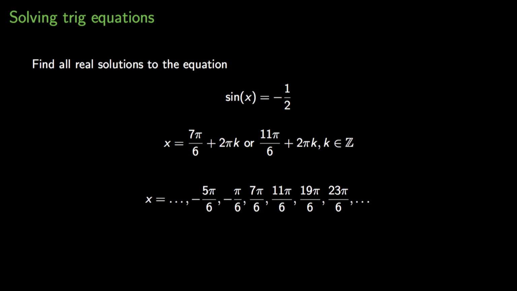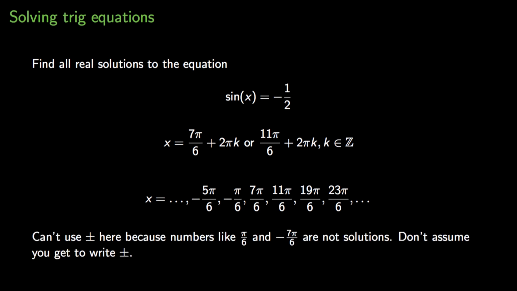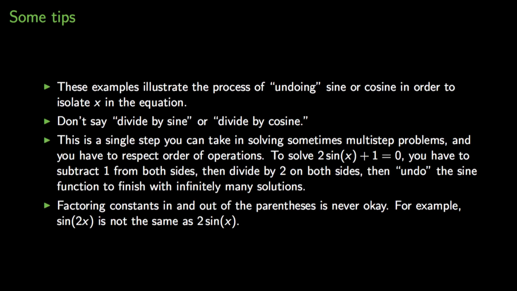I could also write the infinite list, right? Substituting k equals 0, 1, -1, any numbers I wanted, I can generate this nice infinite list of numbers with an ellipsis on both sides. However, I cannot use plus or minus here. If I were to write plus or minus, that would be implying that positive pi over 6 is a solution to the equation, but that just isn't true. Or it would be implying that -7 pi over 6 is a solution, but that isn't true. So I just want to point out, you shouldn't assume that you always get to write plus minus when you're writing down your solutions. So here's some final tips.